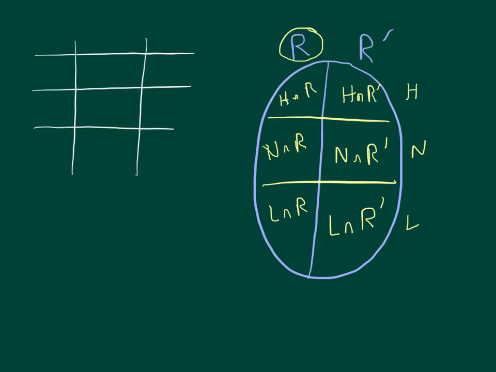So each of these intersections, H intersect R, this would be mutually exclusive from N intersect R, right? These can't happen at the same time because you either have high blood pressure or you have normal blood pressure. There's no overlap here. Okay, so we're going to think of these H intersect R, N intersect R, L intersect R. These are all mutually exclusive events from the other intersections listed. We're going to keep track of this information using a table.